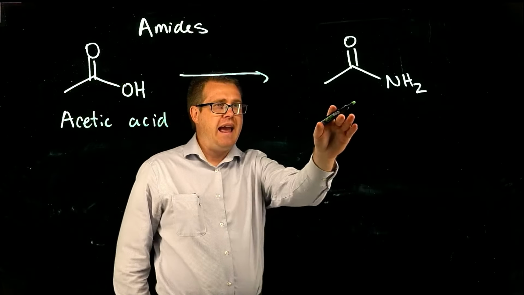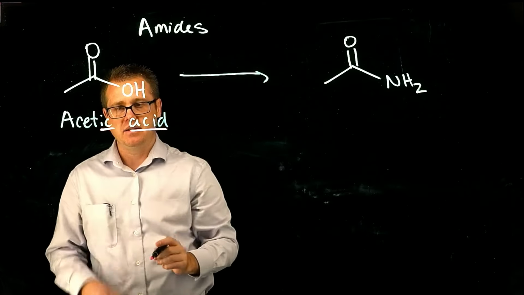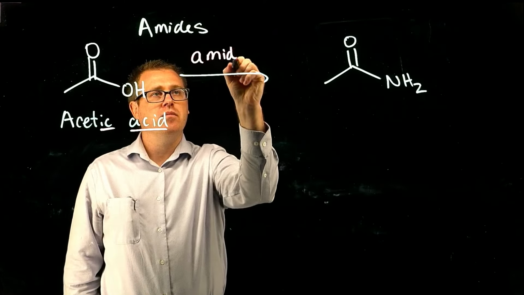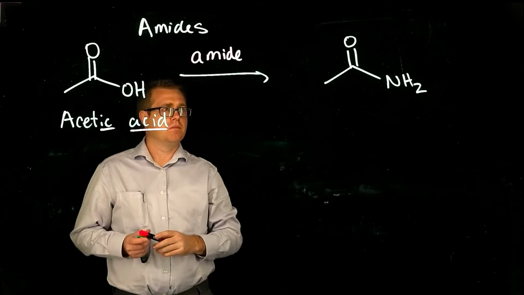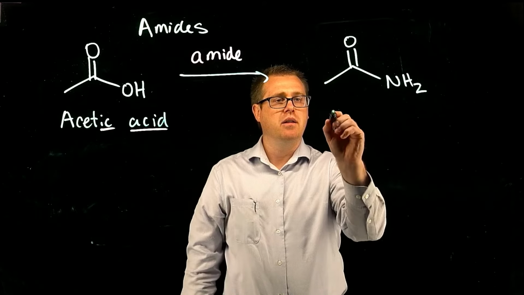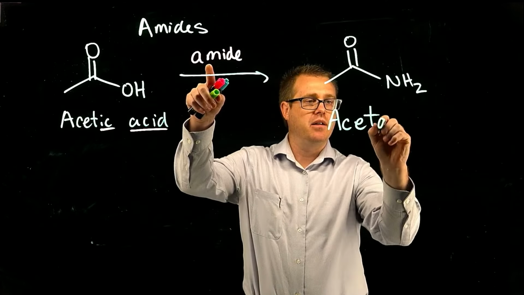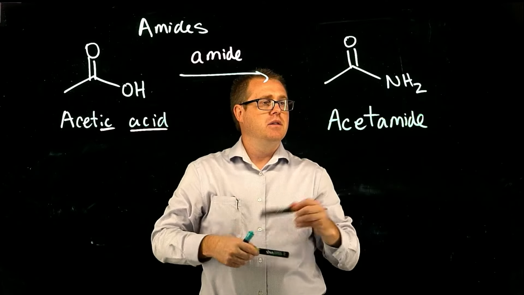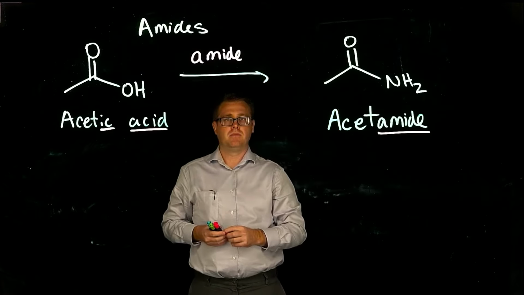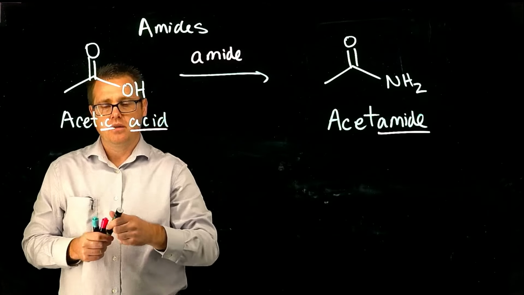And when we are naming acids, what are we going to replace? We're going to replace the ic acid with amide. So the name of this guy is simply going to be acet, replace the ic acid with amide. So what do we have here? Acetamide. But let's say we have something that looks like this.